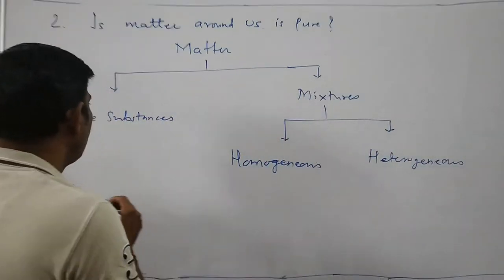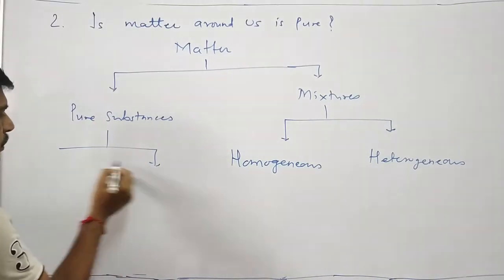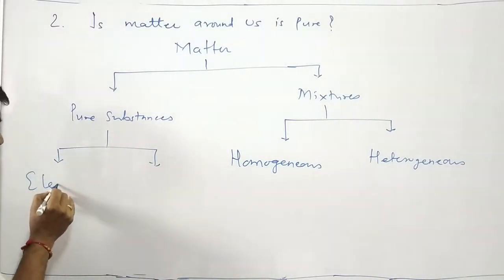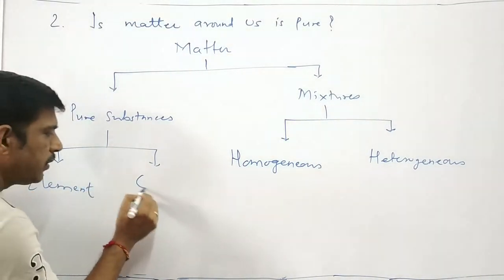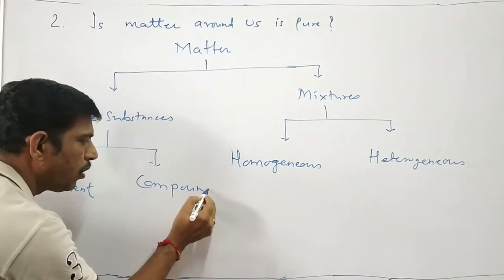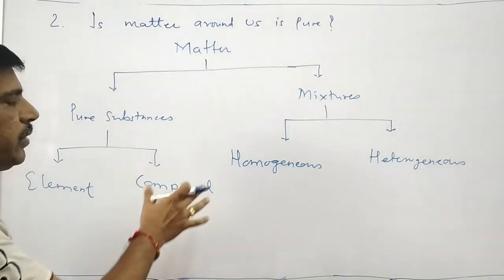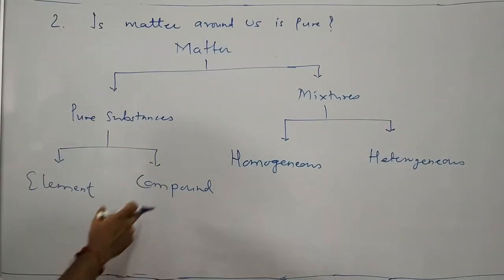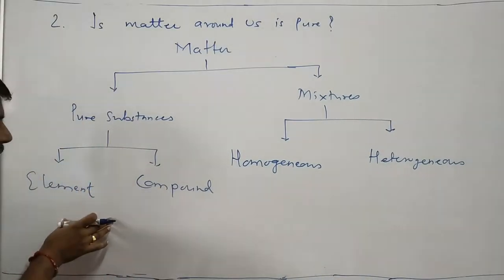So here again, pure substances are of two types. One is element and another is compound. Briefly, I will explain here, then later on, we will take it in detail.